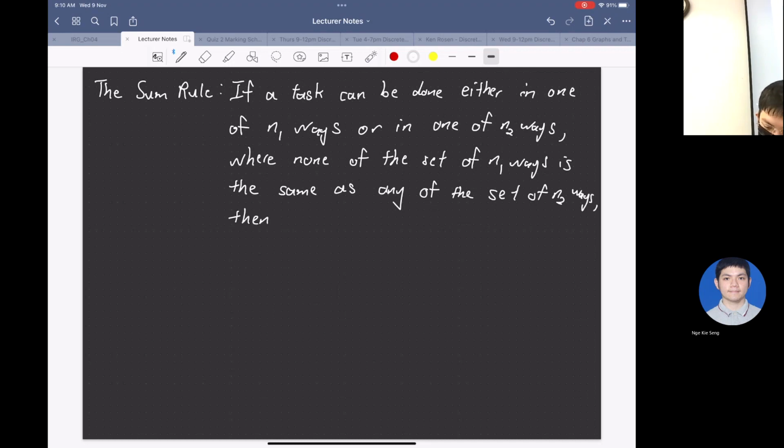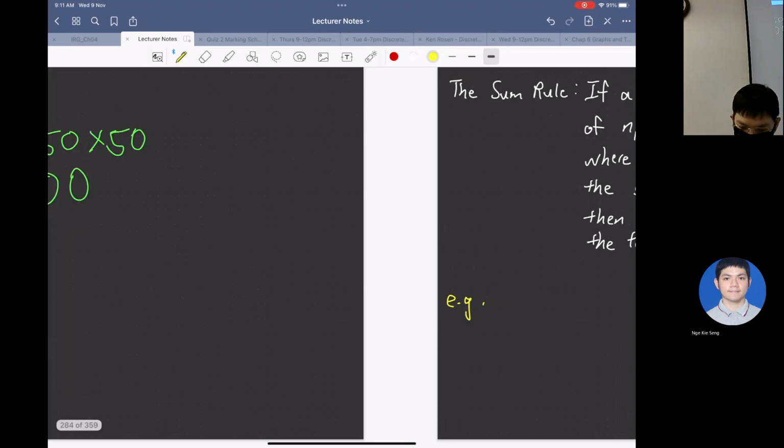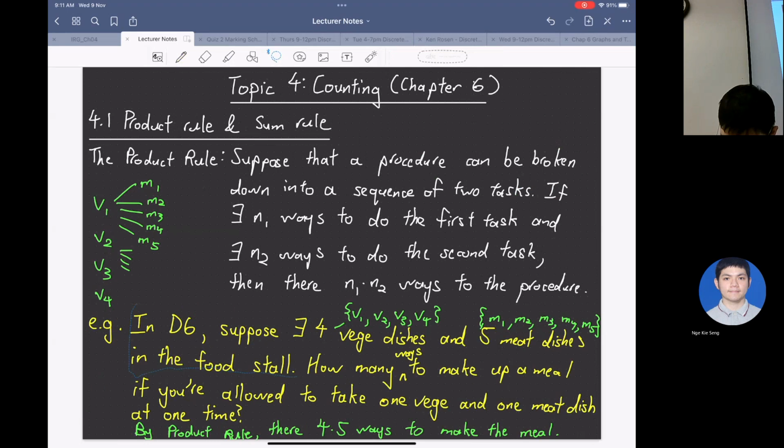Then n1 plus n2 is the number of ways. Okay. So let us keep the same example, keep the running example here. So let's have the same setting.